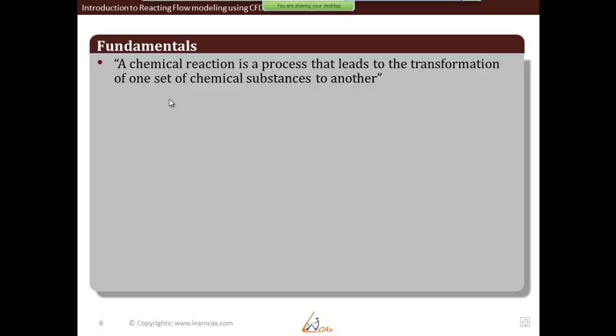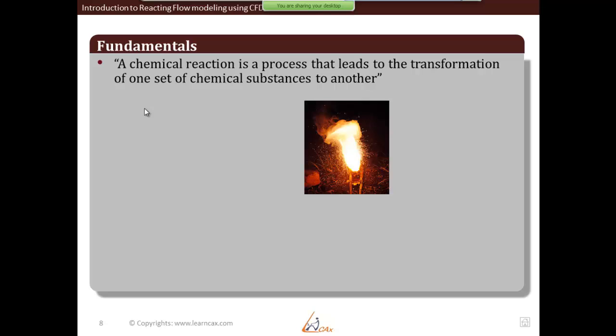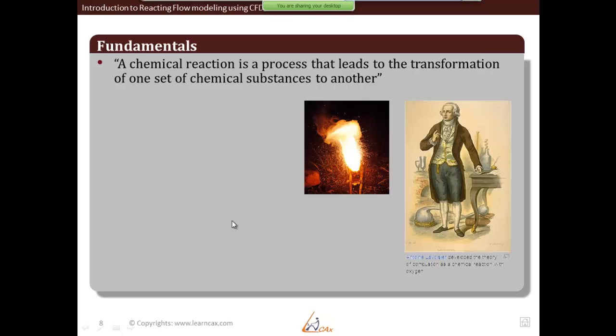chemical reactions. A chemical reaction is defined as a process that leads to transformation of one set of chemical substances into another. So it is just a change in chemical substance produced by chemical reactions. An example of a combustion reaction is shown here, and chemical reactions originated with a renowned scientist coming up with a theory for combustion as a chemical reaction with oxygen. So that is a sort of historical perspective.